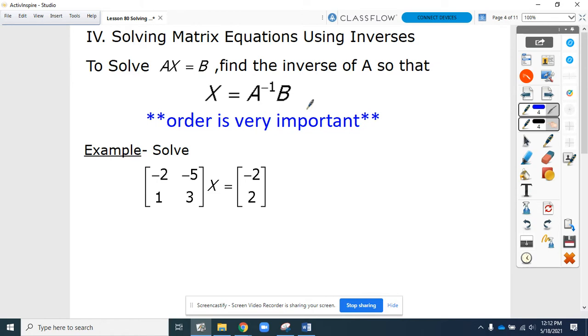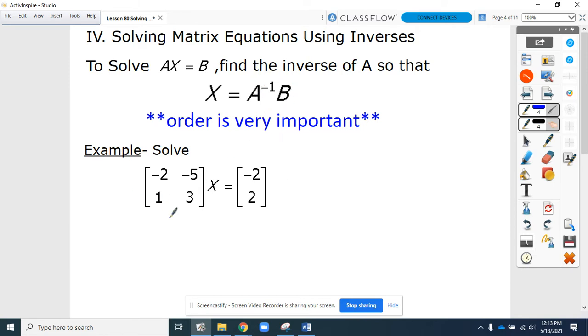Now the order is really important. You have to do the inverse times the other matrix. Sometimes it'll make it so it wouldn't work. Other times it would just give you a completely different answer. Something that you saw last year that we did not take the time to explore this year is that matrix multiplication is not commutative. So you can't just change the order. The order is very important. So you do the inverse times the other matrix.